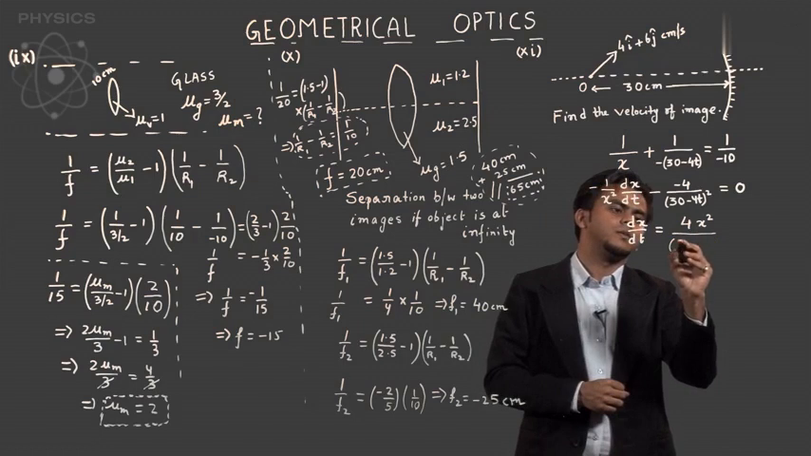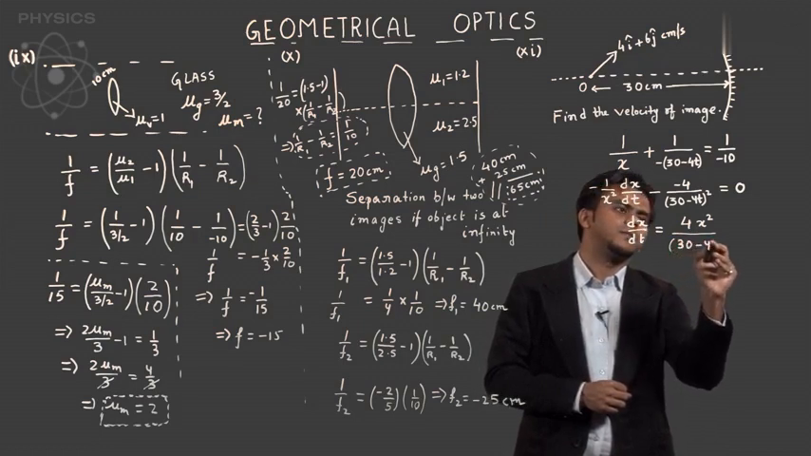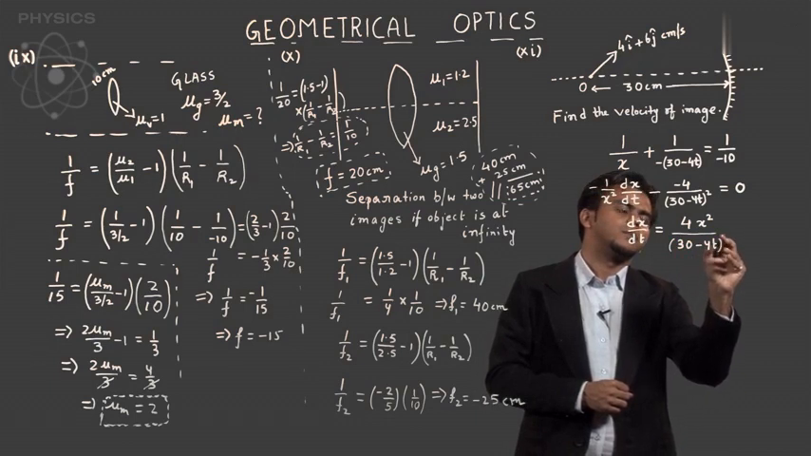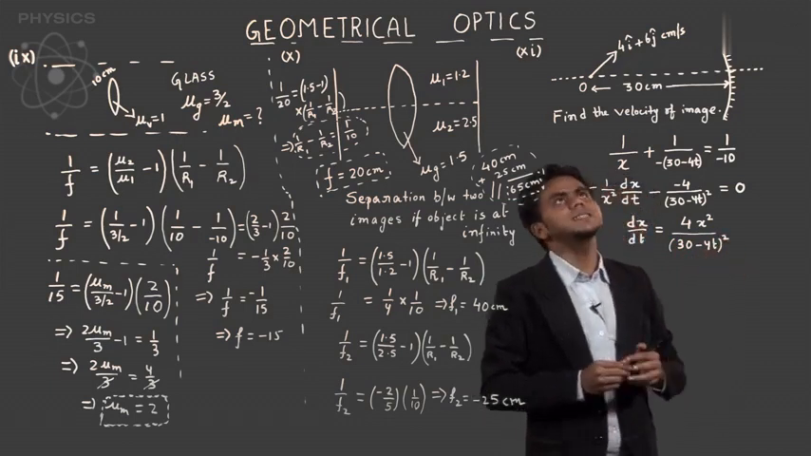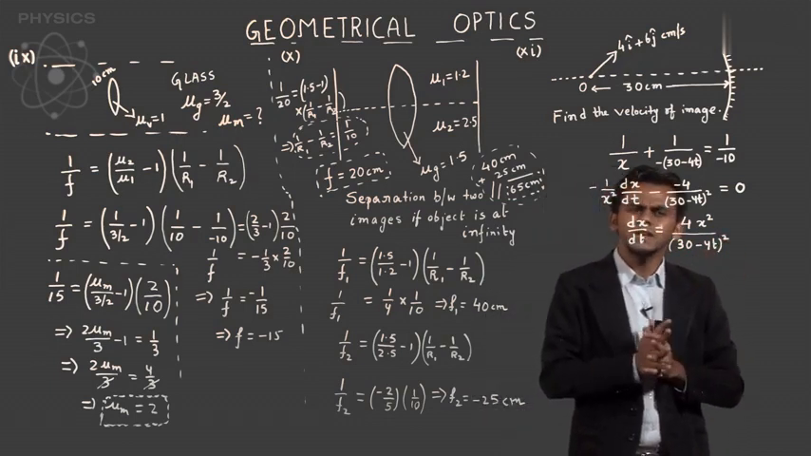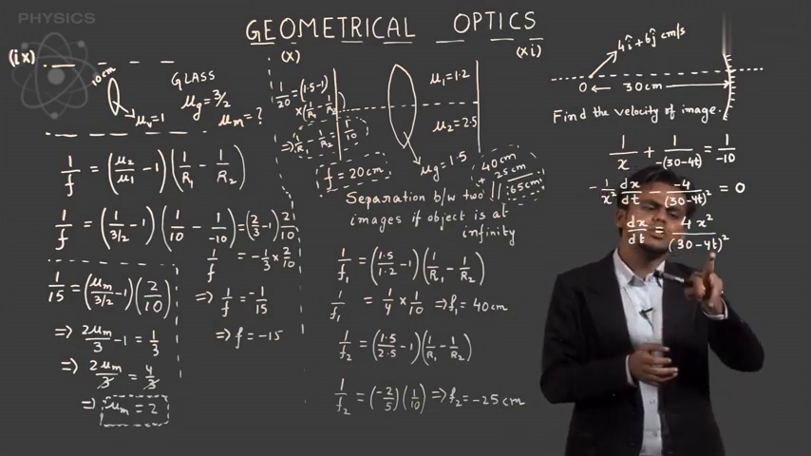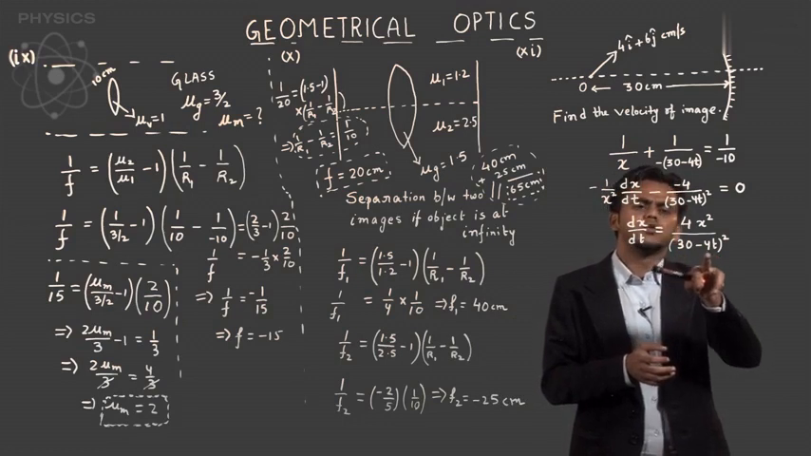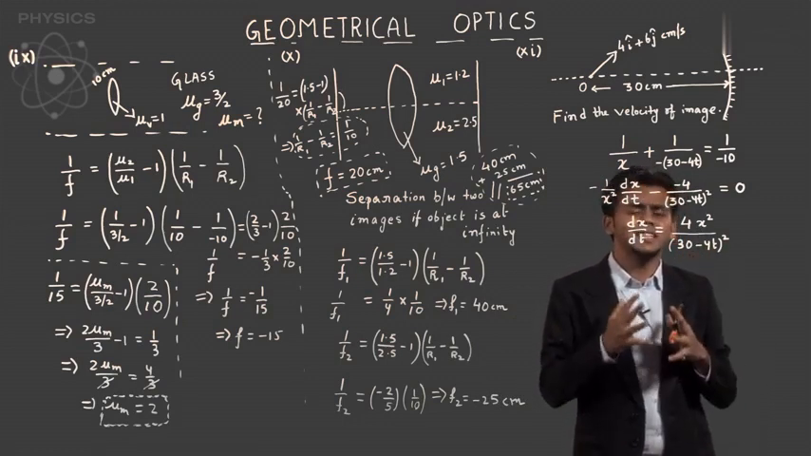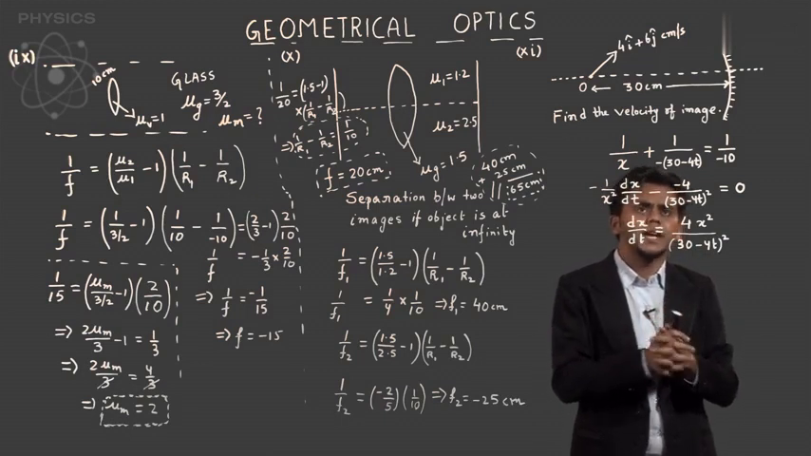upon (30 minus 40t) square. At this instant, t is equal to 0, right? If t is equal to 0, I can very simply do it. t is equal to 0, this thing goes away, I have 30 square. And here I have x square. What is x at t equal to 0? I need to find that out, right?